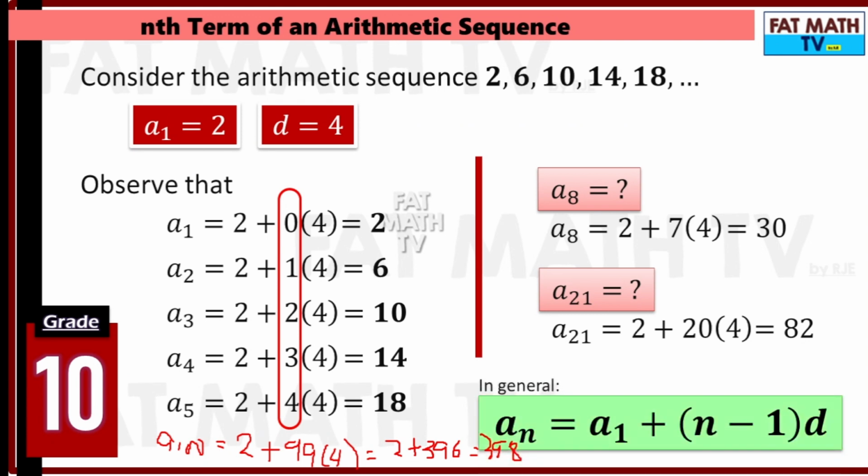So in general, the nth term is given by the first term plus n minus 1 times the common difference. That is, a sub n equals a sub 1 plus n minus 1 times d. Like in this case, for the 21st term, n is 21. So that's a sub 1 plus 21 minus 1, that's 20 times the common difference d. So this is the general nth term.